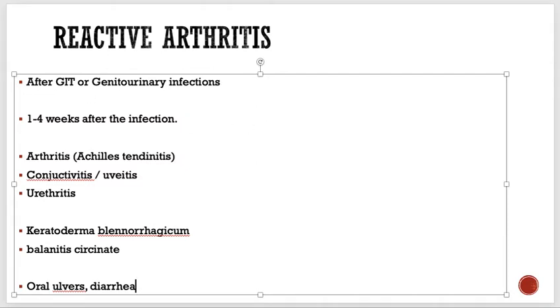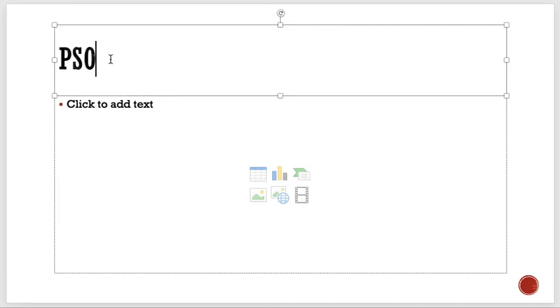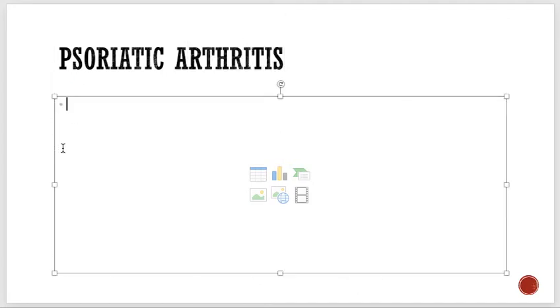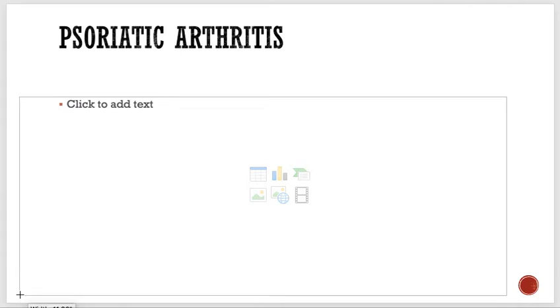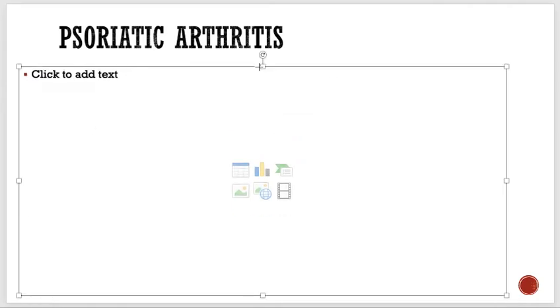The last one which I wanted to discuss is psoriatic arthritis. Now, you had done psoriasis in dermatology, right? So remember that many of the patients who have psoriasis can develop arthritis. We call it psoriatic arthritis. Simply, this is arthritis associated with psoriasis, and why it is caused, again we don't know exactly the mechanism, but they found many genetic, immunological, and environmental factors.